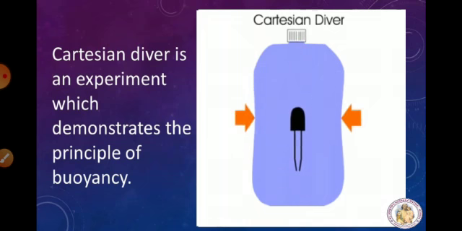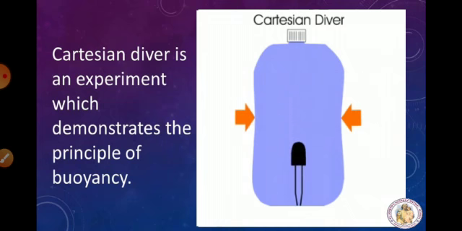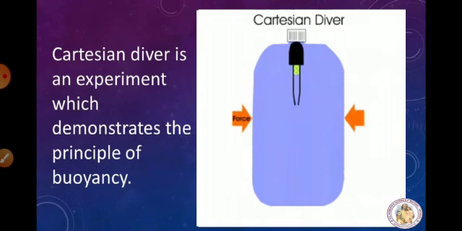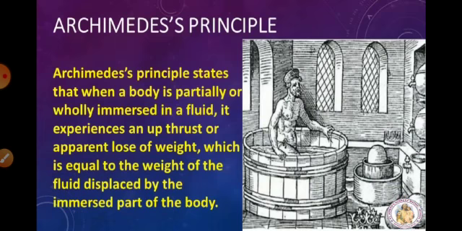Pressing the bath, the additional water enters the diver, thus increasing the average density of the diver, and thus it will sink. Okay. So it is known as a Cartesian diver. It is an experiment which demonstrates the principle of buoyancy. Okay. So next we will move to the Archimedes principle.